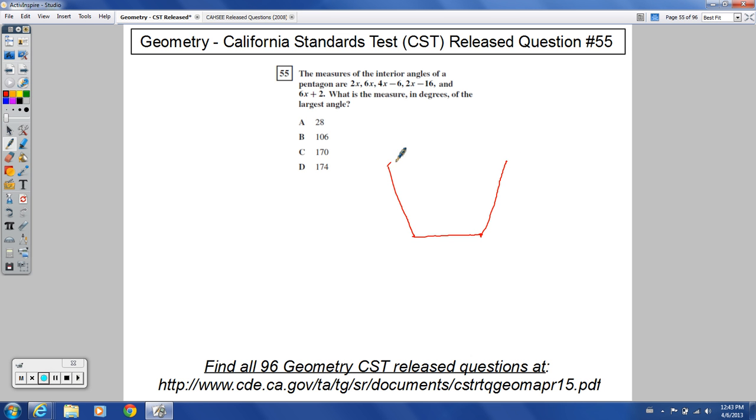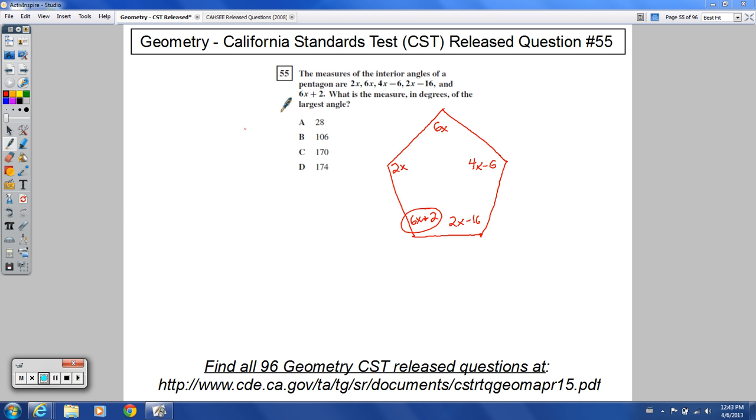I'm going to draw a pentagon. I don't know exactly which angle is which, so I'm just going to make this a regular looking pentagon, but it should be clear that this is not going to be regular, because one angle is 2x, one angle is 6x. Those would be a lot different measurements. But let's just draw any pentagon. That would be 4x minus 6, 2x minus 16, and 6x plus 2. If x is positive, I think it's clear that this is the largest, because 6x would be close to the largest, but if we add 2 to that, it's going to be a little bit bigger.